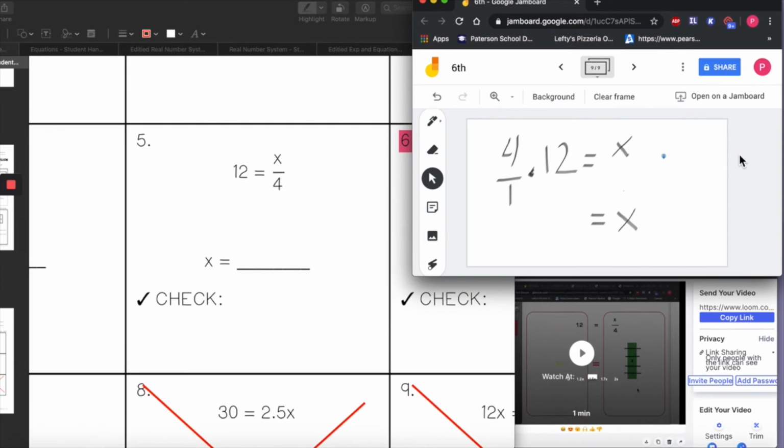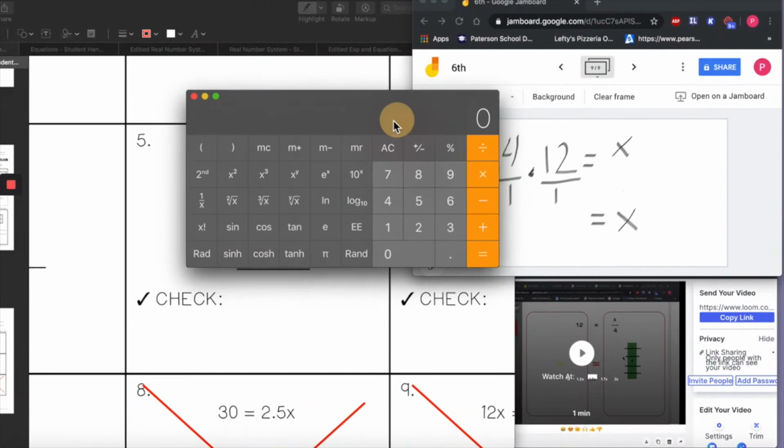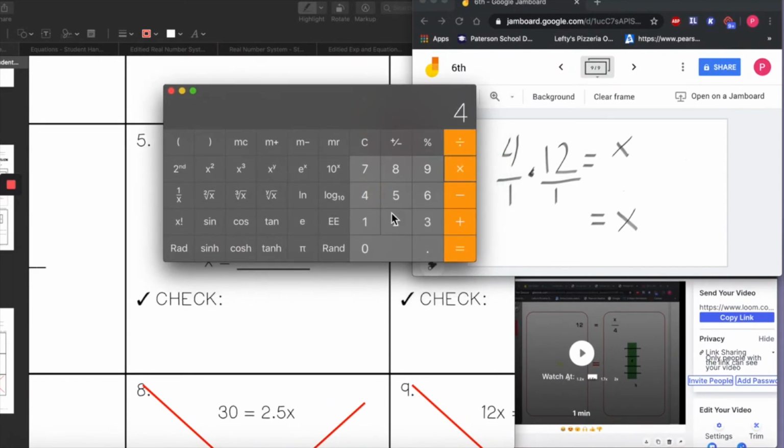Now all I have to do is 4 times 12. And I always like to make it clean by writing it as a fraction, right? But essentially it's just 4 times 12. So when I do that in my calculator, I'll have 4 times 12, and it's going to equal 48. So x equals 48.